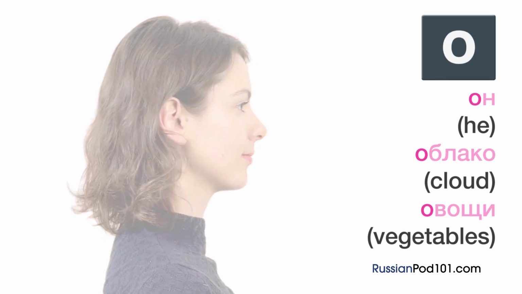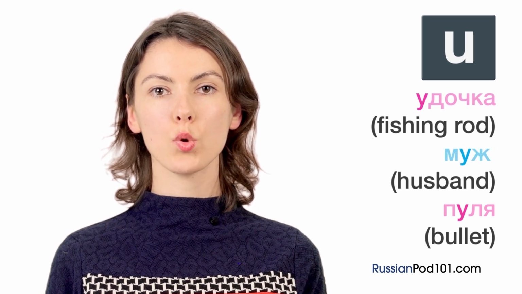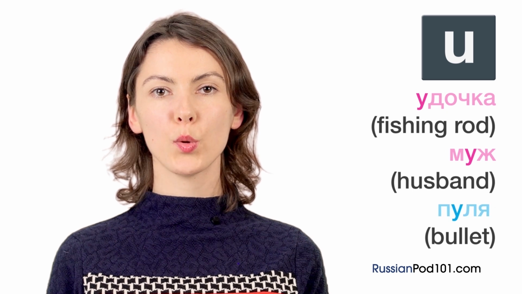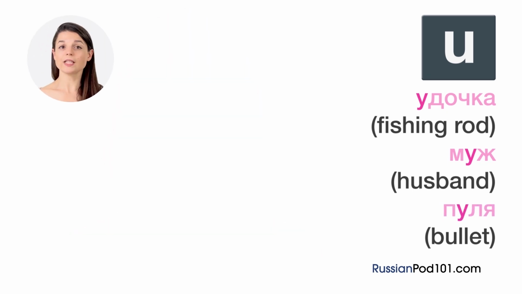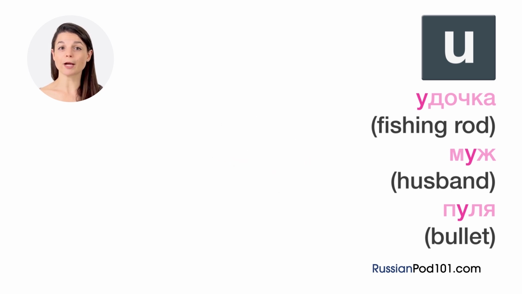О. The final hard indicating vowel is У. Удочка, муж, пуля. This vowel sound is identical to the U in true. Be sure to raise the back part of your tongue all the way up against the back roof of your mouth. Exaggerating your lip rounding may also help with the pronunciation of this sound.